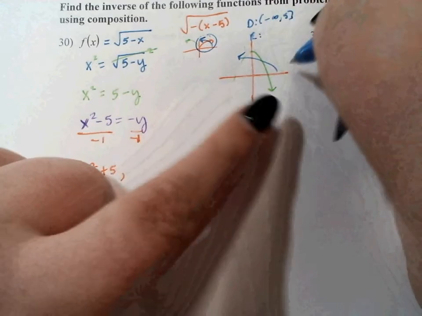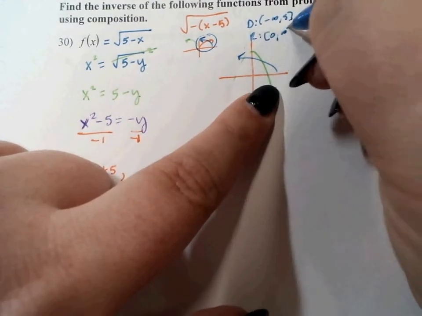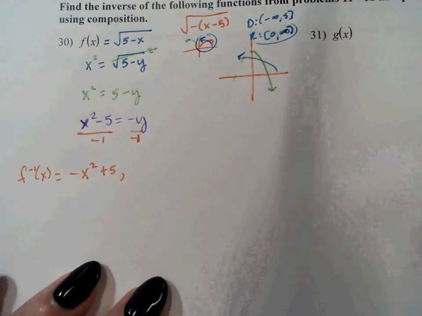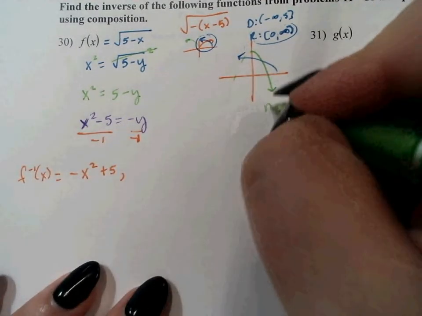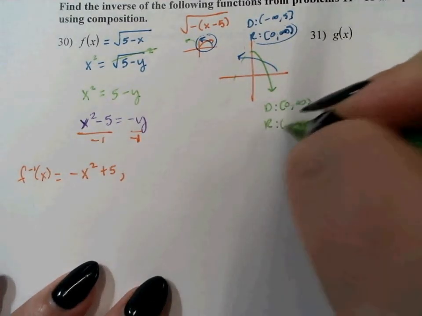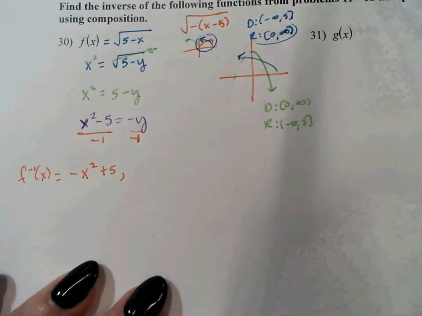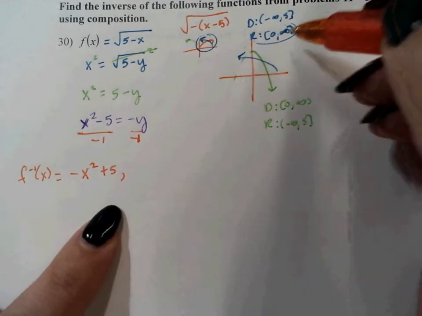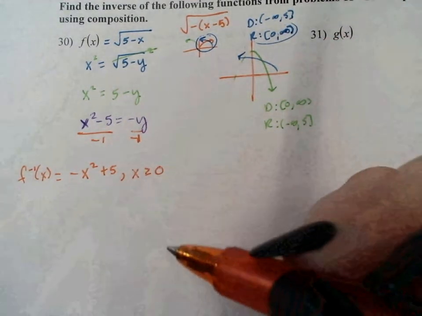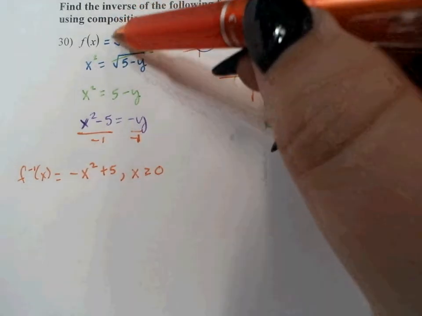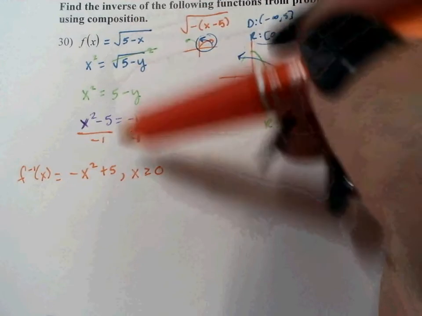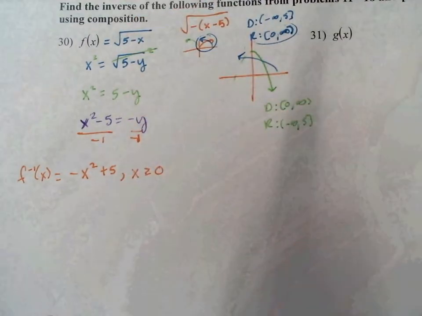But then looking at the range, it is 0 to infinity. Well, that is the domain of my inverse, 0 to infinity, which means we're only on the right-hand side, and the range is negative infinity up to 5. That tells me that if that's the range of my original, then it's the domain restriction of my final, so x is going to be greater than or equal to 0. But I could also just remember, as long as it's the positive square root, even if you flip it over the y, if you don't flip it over the x, a positive square root is the right-hand side, a negative square root is the left-hand side.